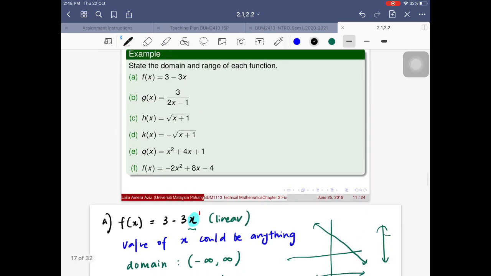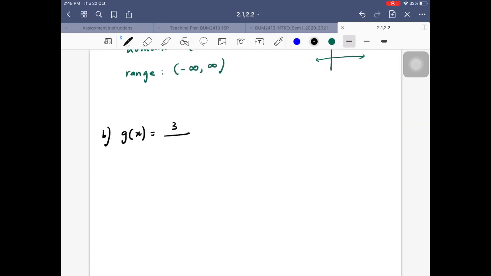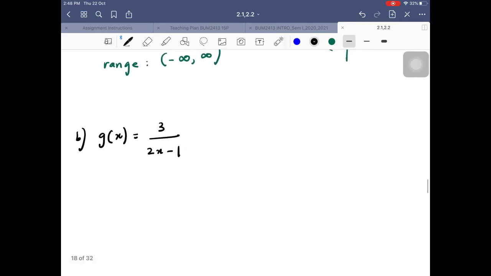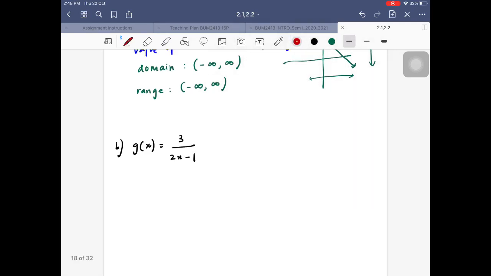And for the second function, B, I have g of x. My g of x is a rational function, 3 over 2x minus 1. And now it's a fraction. We have seen before that when you have fractions, there is a limitation. But before I forget, let me put over here: domain and range from negative infinity to infinity. This is always the case for linear functions.